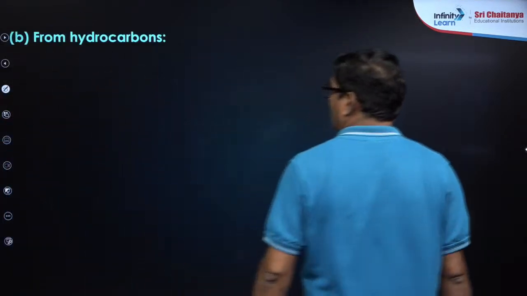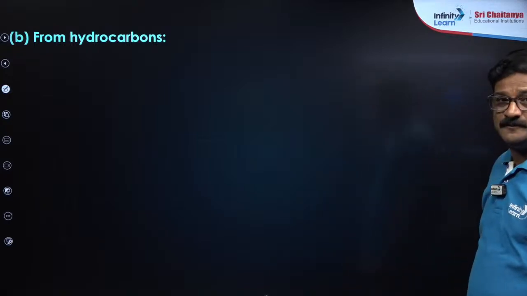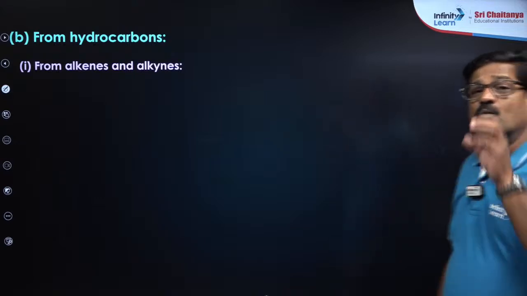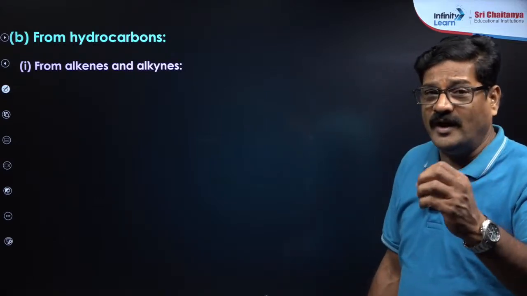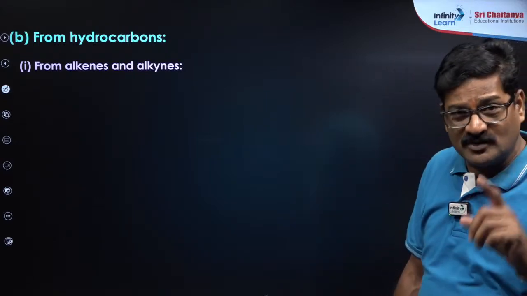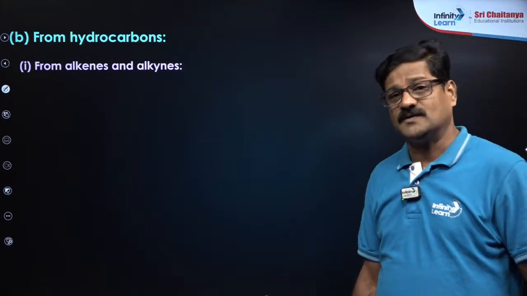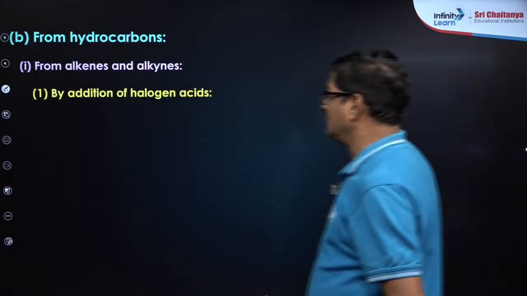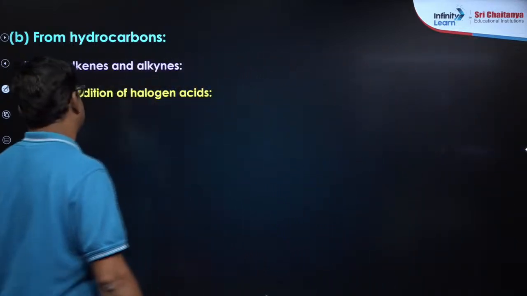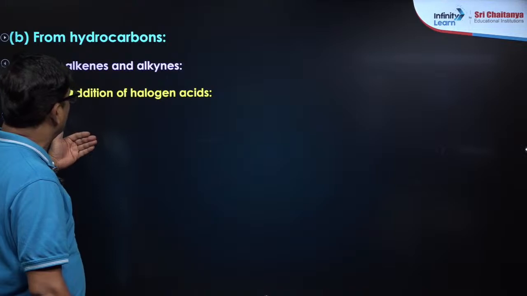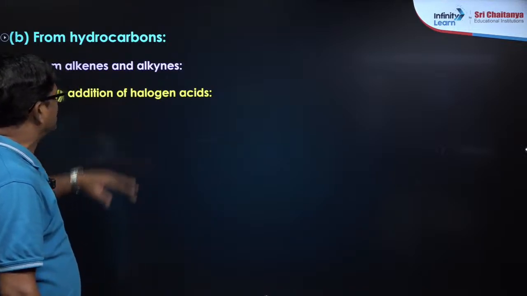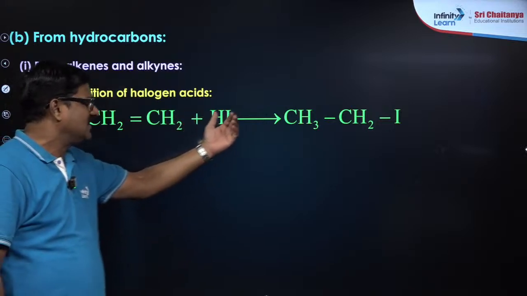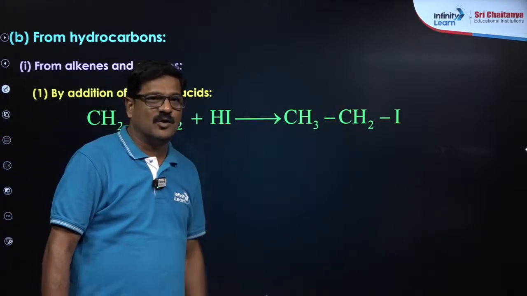Ishita, come on. From hydrocarbons also you can prepare alkyl halides. In alkanes, one hydrogen is replaced with one halogen in the presence of light. This is called free radical substitution reaction. From alkenes, by addition of halogen acids, you can also prepare them. For example, CH2=CH2 is an alkene; when HI is added, you get CH3CH2I.